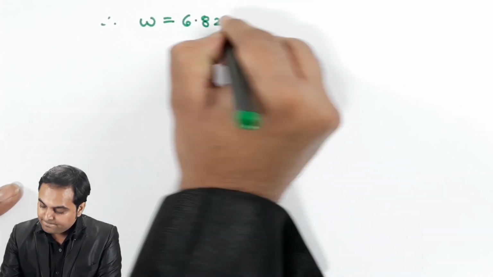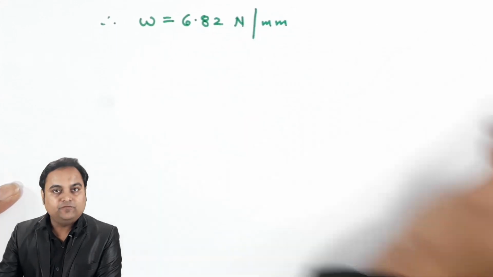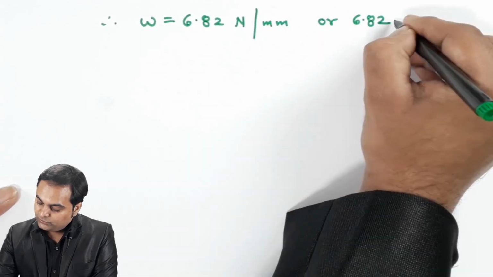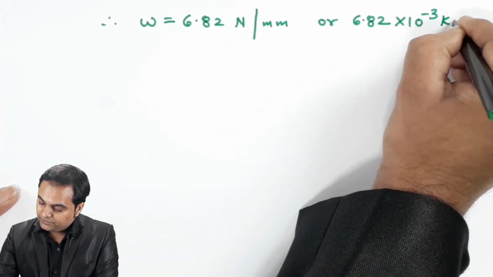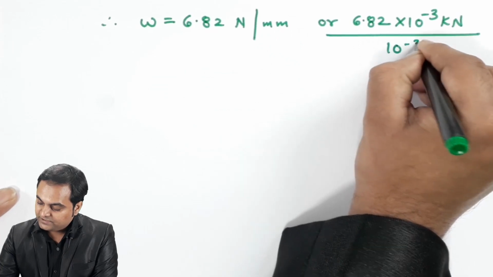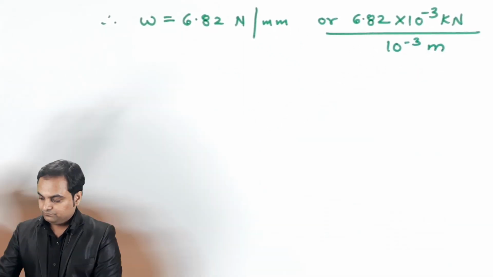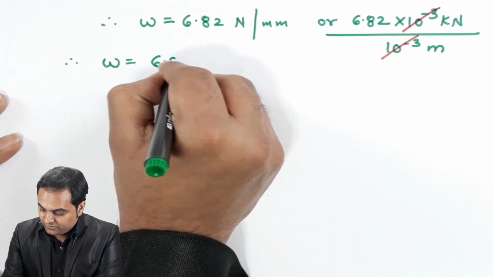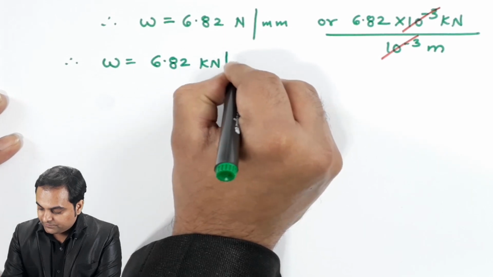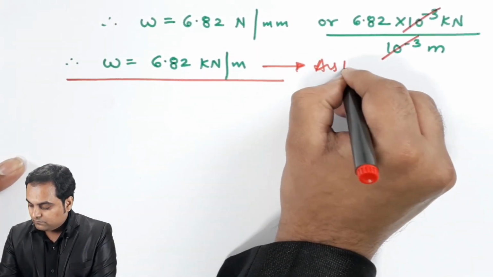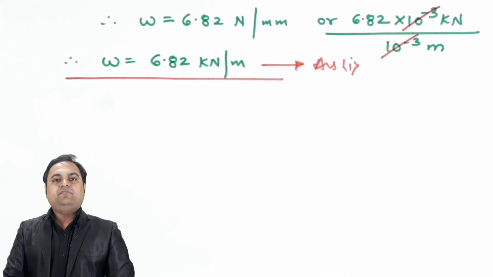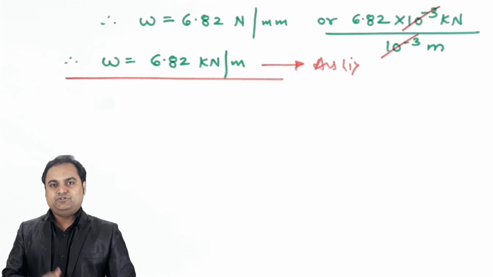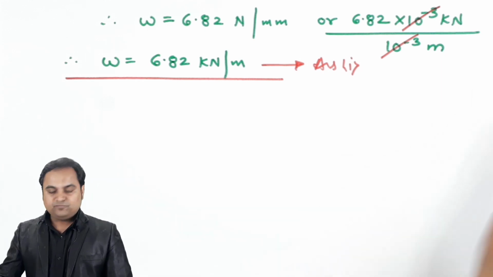6.82 Newton per mm because that is the intensity of UDL, and this same value can be converted in kilonewton. Since 1 Newton is 10 raised to minus 3 kilonewton, 1 mm is 10 raised to minus 3 meter, gets cancelled. So therefore W value comes out to be 6.82 kilonewton per meter. That's the first answer. It means whenever we are finding UDL and if it is in terms of Newton per mm, the same value is there in case of kilonewton per meter as well. That we have proved here.